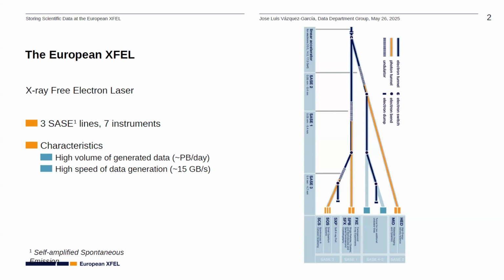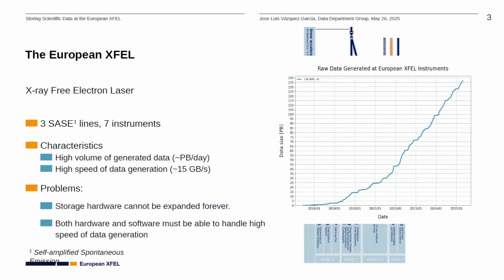The characteristic of the data is that we generate huge volumes of data, and the data is generated very fast. And that is a problem. You can see here a plot of how the data stored at the XFEL evolves over time. You can see now we are storing about 135 petabytes of raw data. This is only the raw data. So we cannot keep up storing data just by adding more disks. You have to draw the line at some point and try to find other techniques of saving storage space.